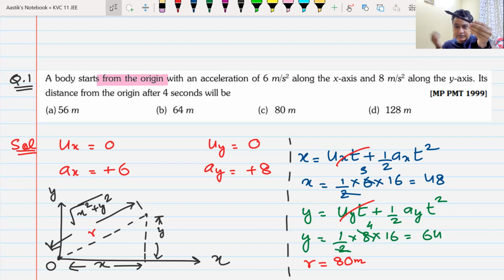This is not physics. This is simple common sense. Where does the particle move? This is my particle. I give it an acceleration like this. How does it move? It will keep on moving in the same straight line. So remember, whenever a particle starts from rest and it is free to move, it will always move in the direction of acceleration, right? Yes or no? Because it will move in the direction of force unless and until something is there.